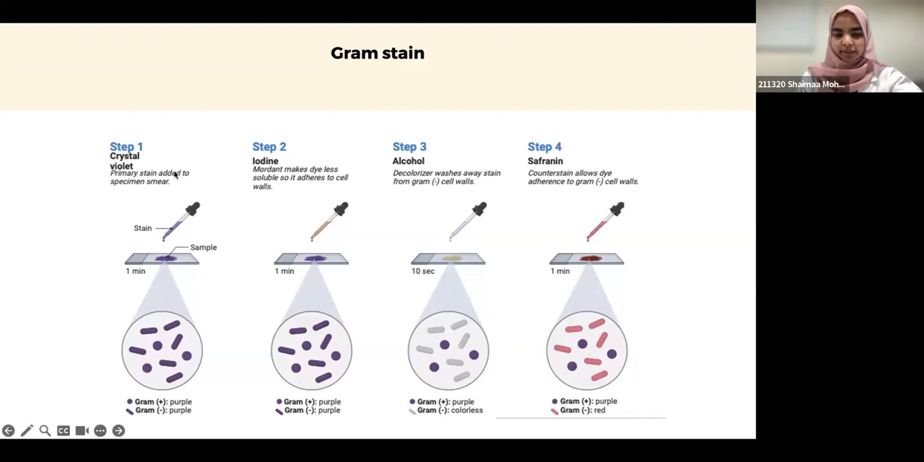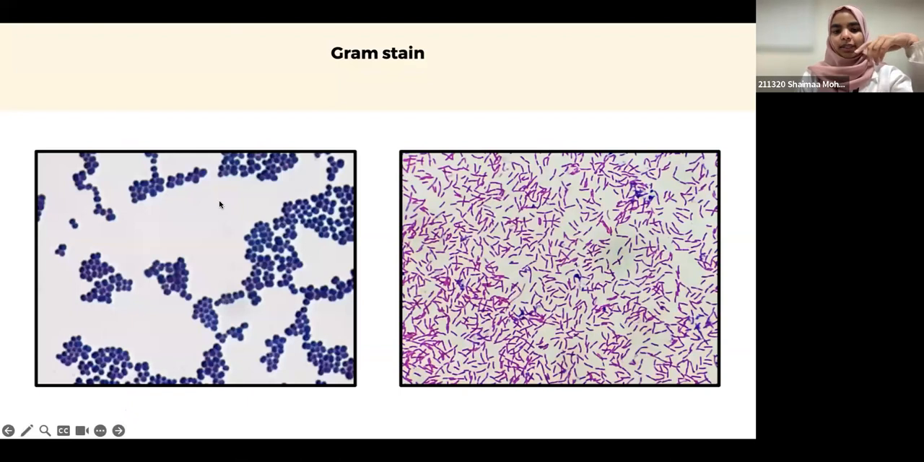First crystal violet for a minute, then iodine for another minute, and then alcohol for 10 seconds, and then safranine for another minute. So is this gram-positive or gram-negative? Positive. Bonus question. Is this a staph or a strep? Yes, staph, because it's in clusters. Strep would be in chains.